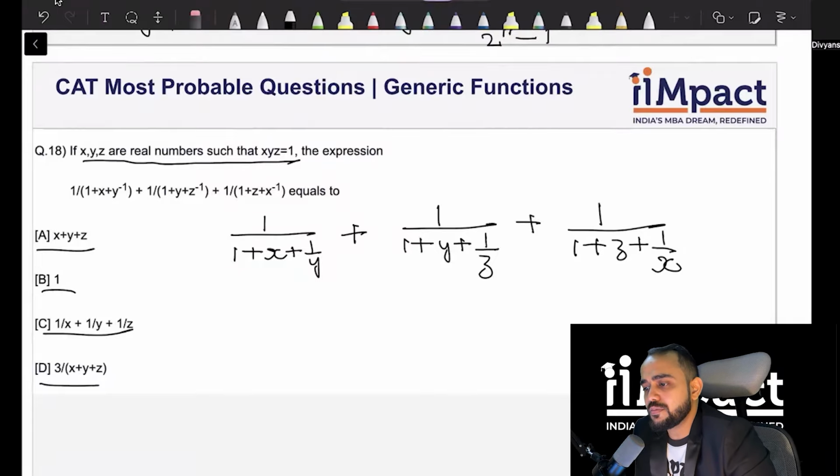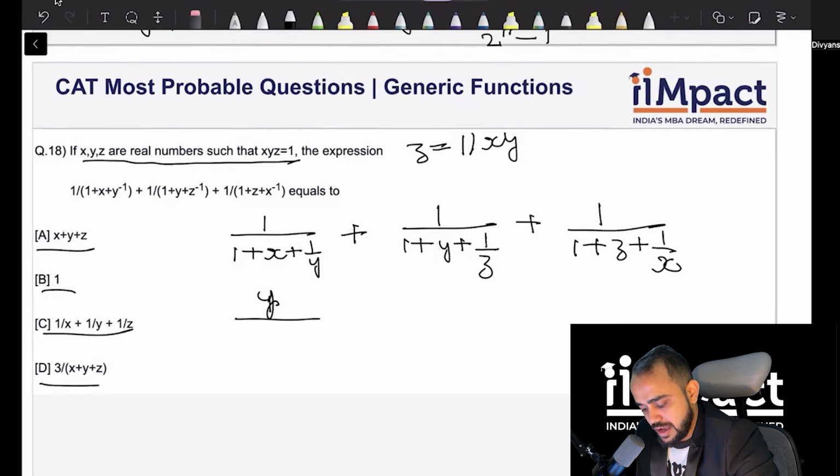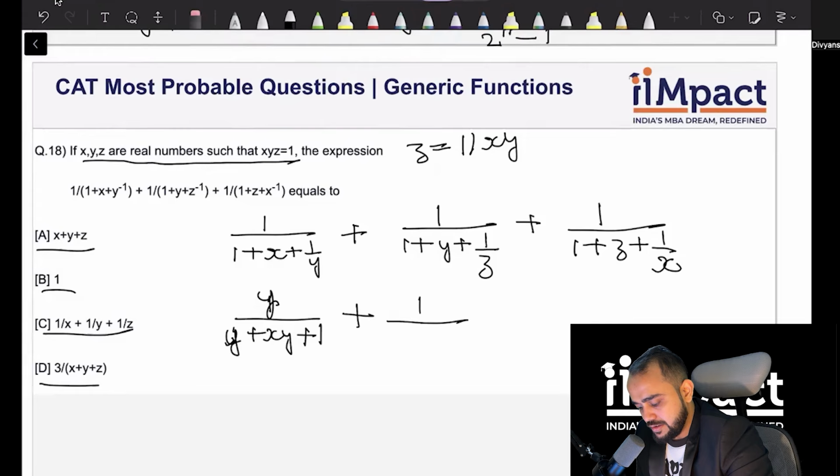So I still have to probably calculate this. So I will probably go with eliminating z. So I'll replace z with 1 by xy everywhere. So this will become y by y plus xy plus 1 plus 1 by 1 plus y plus xy. Z is 1 by xy, so 1 by z is xy plus 1 by 1 plus 1 by xy plus 1 by x, which will become xy.